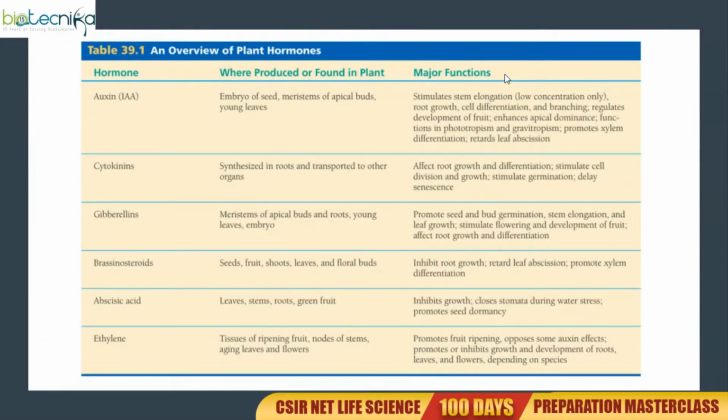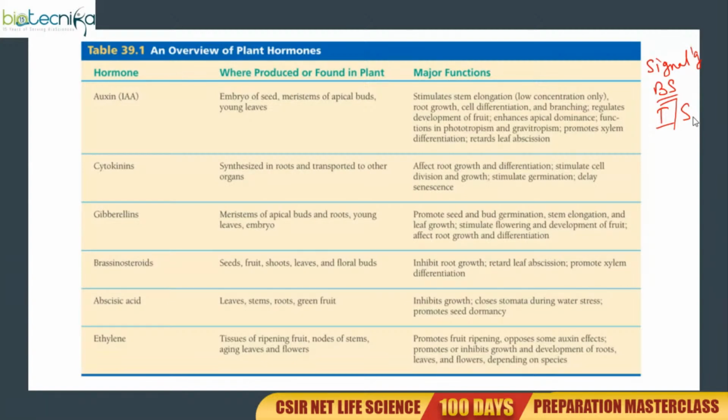Other than that, as I told you about the hormones, you have this table. Along with that, you can add extra columns regarding the signaling part, and also the biosynthetic part. Then you can also add the inhibitors, the synthetic forms, natural forms. Those columns also you can add. You can create a table which you can compare and study.